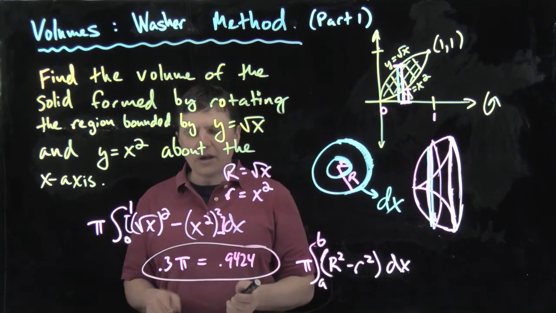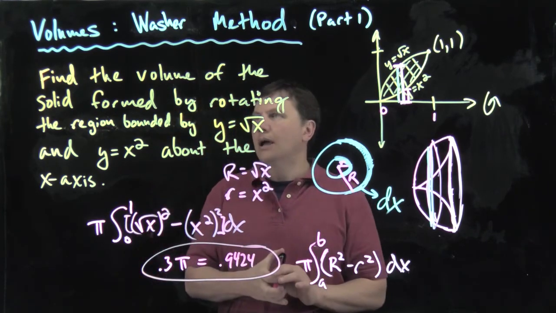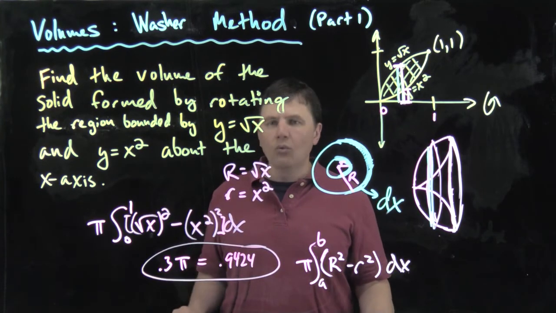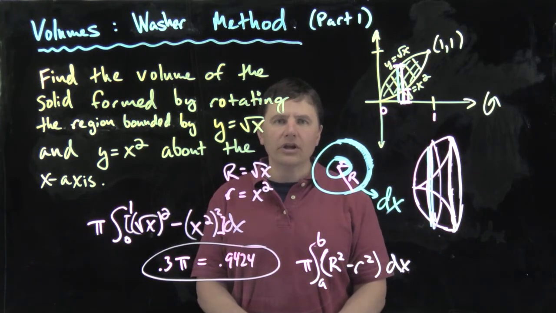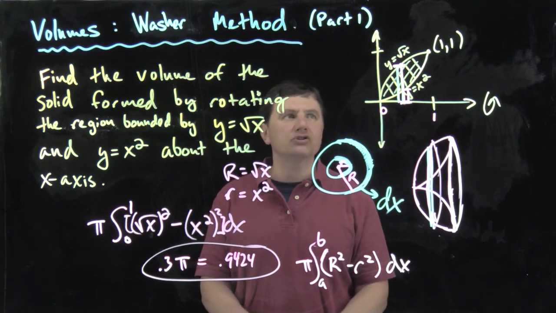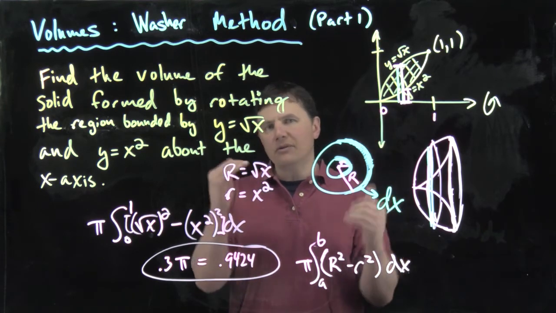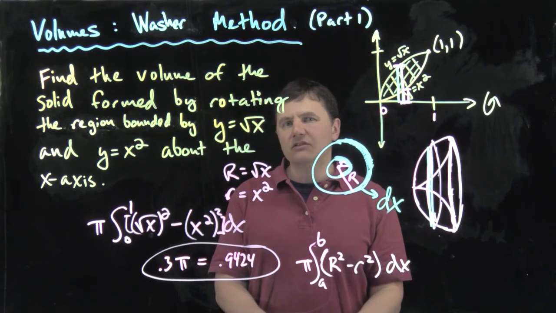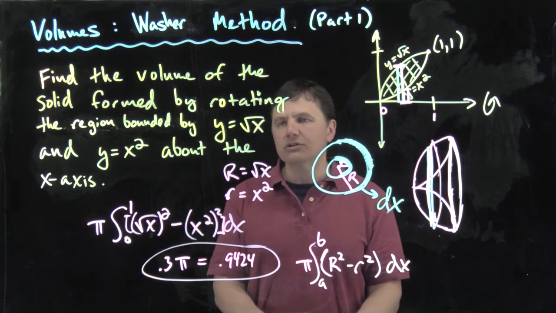So these are our two possibilities here. So that is the washer method. In another video, I'll do a second part of the washer method dealing with what happens if we change the axis of rotation, which makes it a little bit more challenging. Okay.